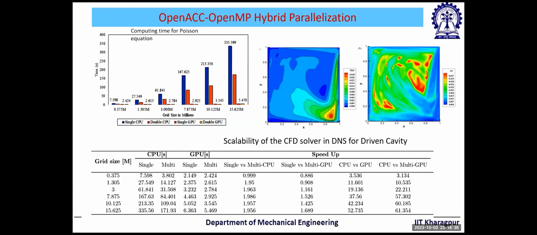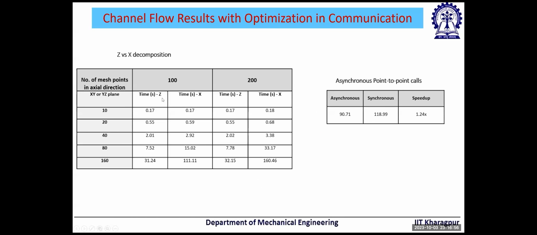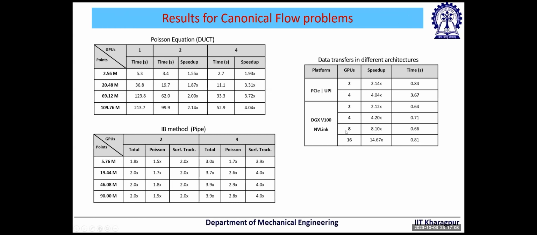resolved all the turbulence scales, etc. Then we took this into a multi-GPU MPI system, and we have used asynchronous communication and an optimized GPU assignment ring topology for pinning different grid blocks to different GPUs, and we can see that we have done certain things like decomposing in one particular direction, which is more cache friendly, and asynchronous data transfer, which reduce the computational time in general.